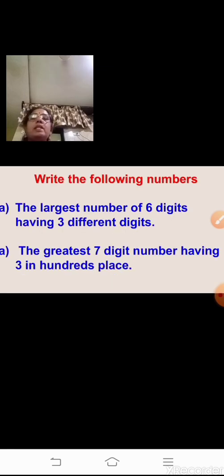Now let us solve some exercises based on this. Now you all must have learned how to form the largest and the smallest number. So the first sum given here is the largest number of 6 digits having 3 different digits. The first thing you have to keep in mind is it is written as the largest number and it should have 3 different digits.